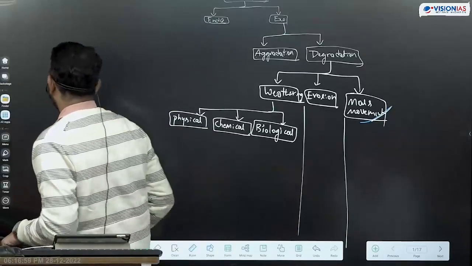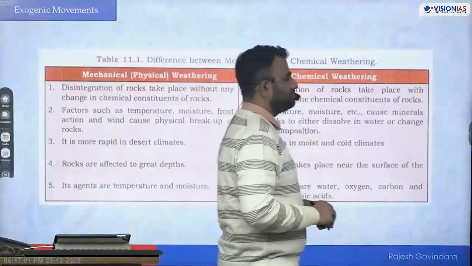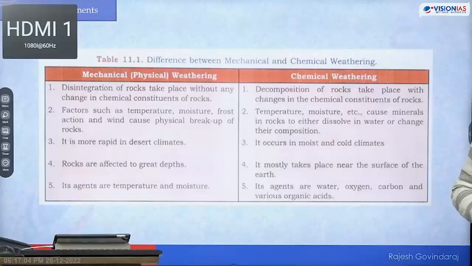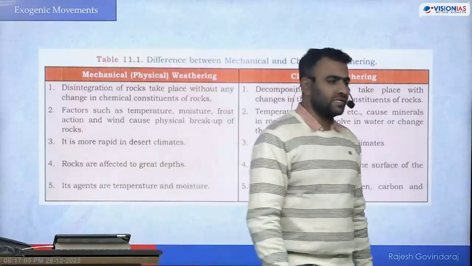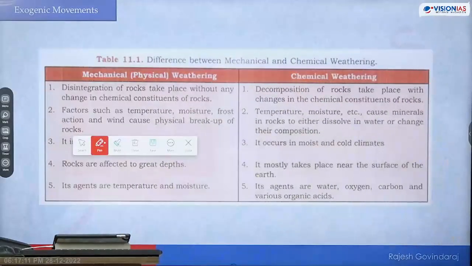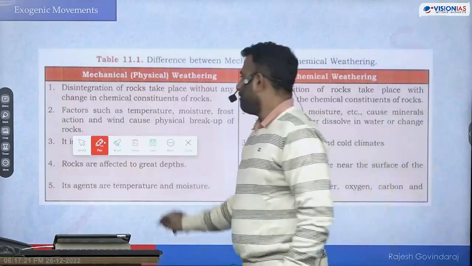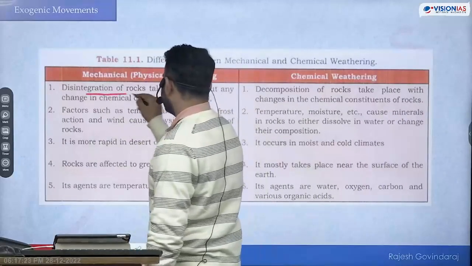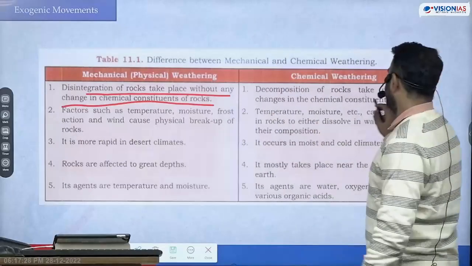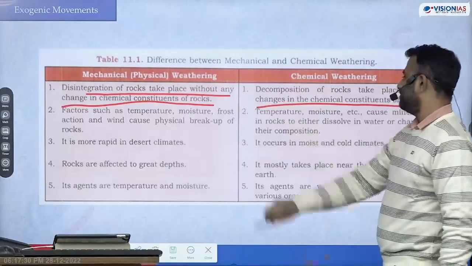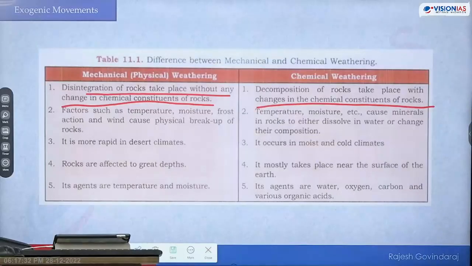What are the differences between physical and chemical weathering? So physical weathering is also called as mechanical weathering. So I told you, there is a same rock, if it is undergoing change in the physical form, it is called as physical weathering. If it is undergoing change in the chemical composition, it is called as chemical weathering. So physical weathering is disintegration of the rocks without any change in the chemical constituents. The decomposition of the rocks with changes in the chemical constituents, that is chemical weathering.